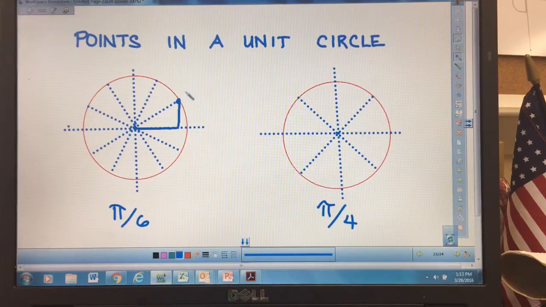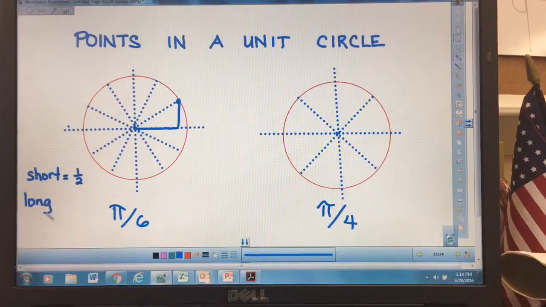You only have to remember two things. For this circle, the short leg is equal to 1/2, and the long leg is equal to square root of 3 over 2. On this other side, you note that the legs are equal. This is because it's a 45-degree, 45-degree, 90 triangle, and these two are equal. This is an isosceles right triangle. Therefore, you'll only remember one leg measure, and a leg measure for this type of a circle is equal to a square root of 2 over 2.